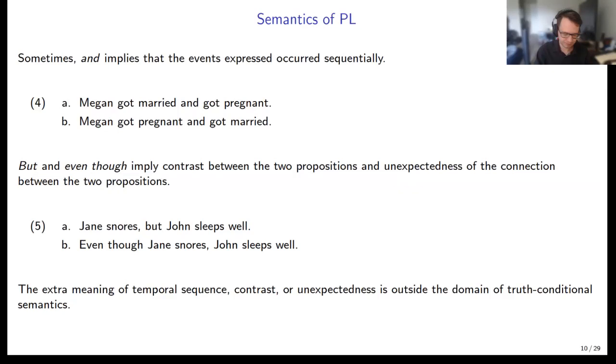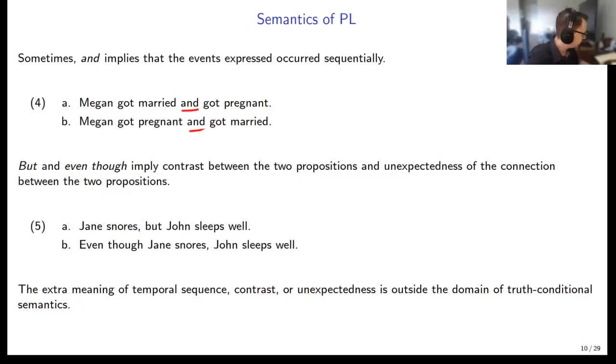Okay. So, one example with and, for example, is that and sometimes implies a sequence of events. So this is an example I like to use because this is rooted in society. So this is an example that evokes some sort of response with everybody. So Megan got married and got pregnant versus Megan got pregnant and got married. So this is a little bit more traditional, but usually it evokes a response so I can make sure that I can get the implicature from everybody.